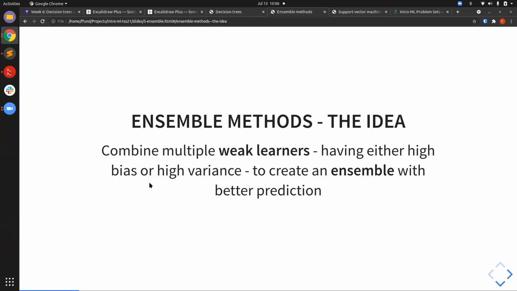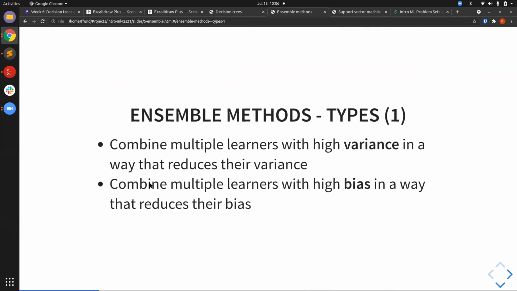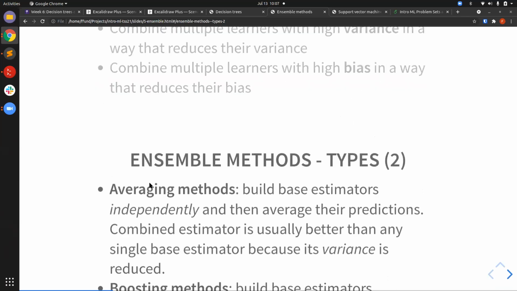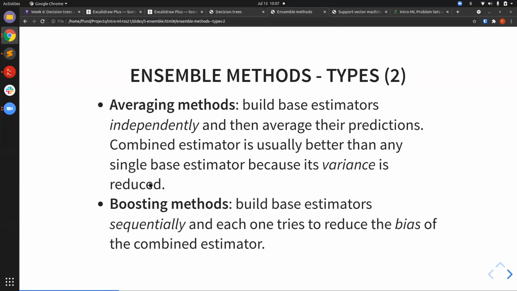But you can create an ensemble of learners, let's say take their average prediction, in a way that gives you an overall better result. So you can combine learners with high variance in a way that reduces their variance. You can combine learners with high bias in a way that reduces their bias. So we'll talk about two types of ensemble methods. One type is averaging. In averaging, you build a bunch of base estimators and then average their predictions. And the combined estimator usually ends up being better than any single one because of reducing the variance.